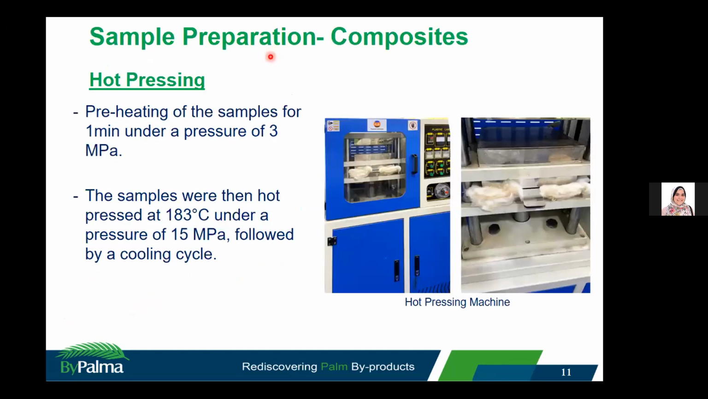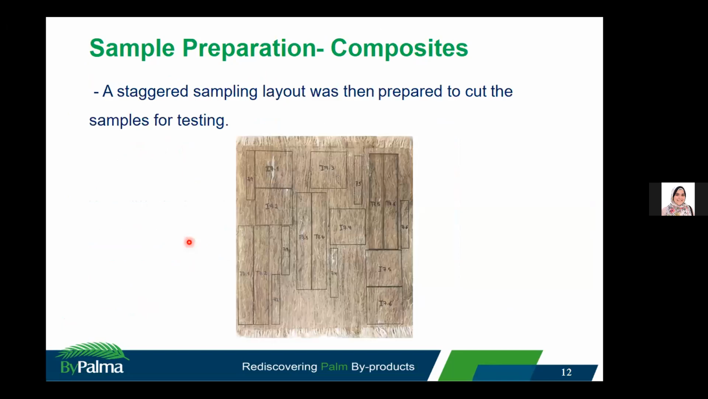The second track for the sample preparation was preparing the composites using the hot pressing machine as shown here. We started by preheating the samples for 1 minute under a pressure of 3 megapascal. Then the samples were hot pressed at 180 degrees Celsius under a pressure of 15 megapascal, followed by a cooling cycle. Afterwards, each sample was cut according to a specific sampling layout. We followed a staggered sampling layout to have the best representation of the samples during testing.